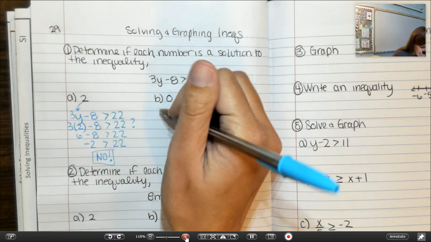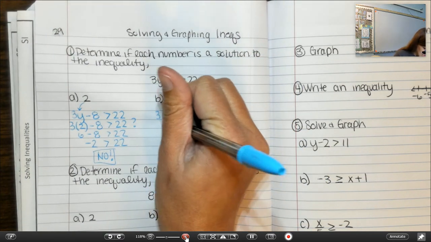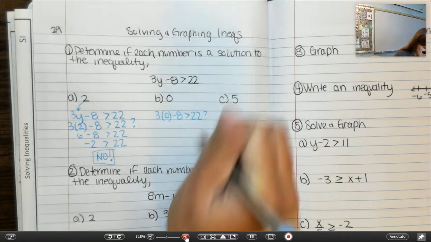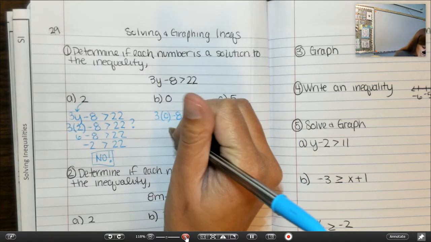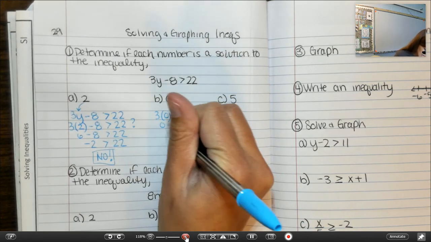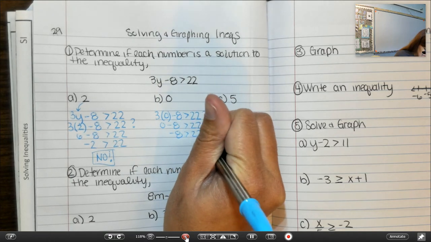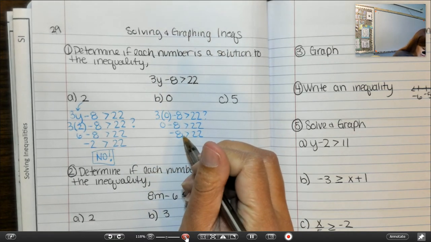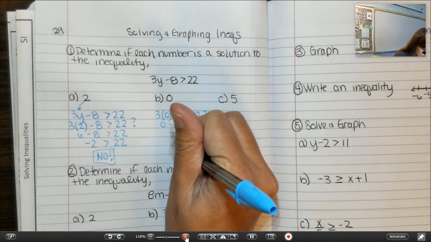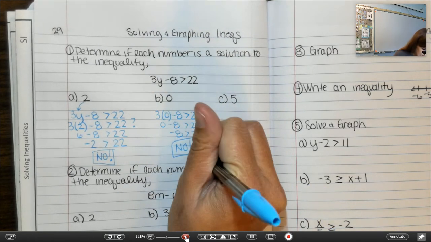Okay, so again, I would take this one here, plug it in. We'd have 3 times 0 minus 8. Is that greater than 22? Well, 3 times 0 is 0. Minus 8 is negative 8. And so I feel like I'm in a situation like the last one. A negative is not bigger than 22, a positive, ever. So no, not a solution.